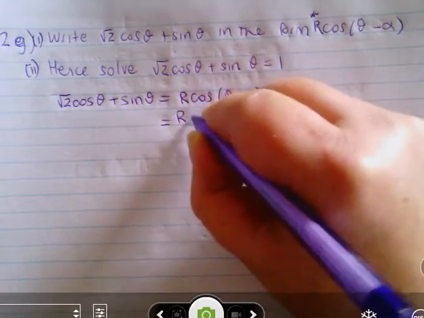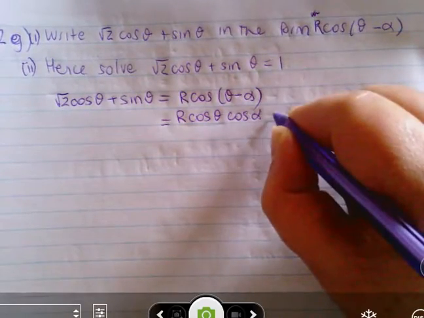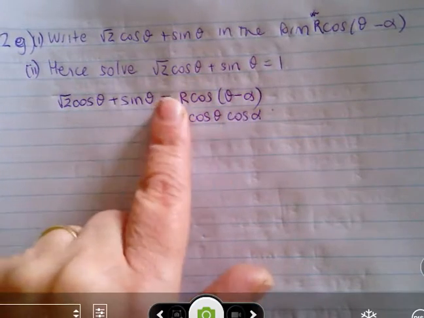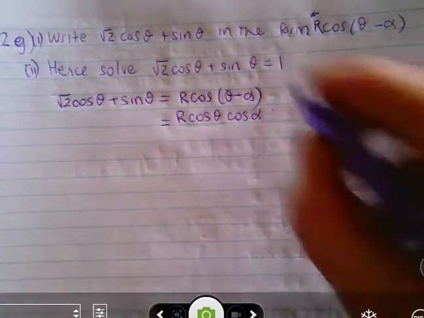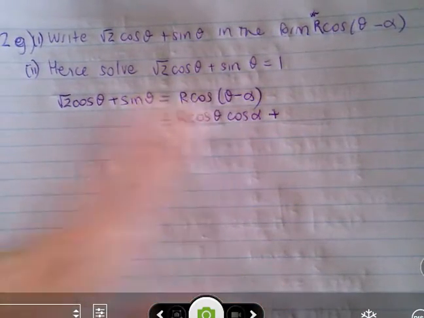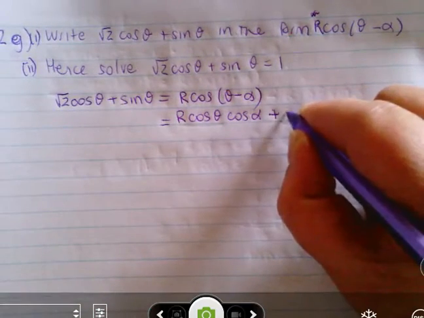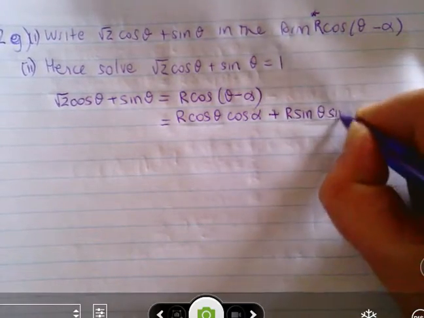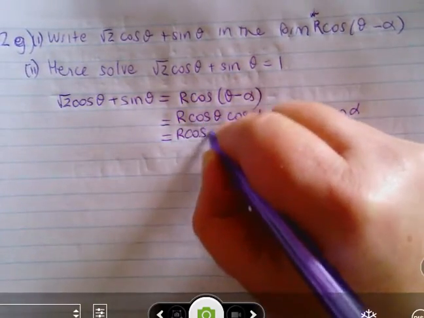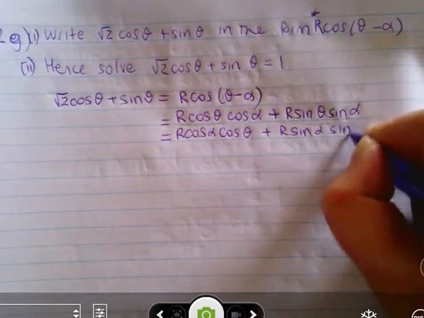So let's expand. What have we got? R cos theta cos alpha plus or minus? When you expand it, it's cos. We don't keep the sign the same. Plus. Do you notice how that's opposite sign and that's opposite sign? That's why in the first place it started off with the opposite sign. So in the expansion it goes opposite. Plus r sine theta sine alpha. What do I do next? Swap those two, swap those two. That's r cos alpha cos theta plus r sine alpha sine theta.